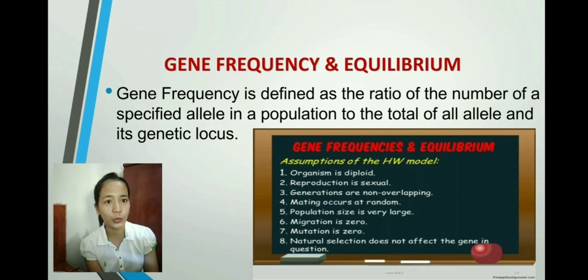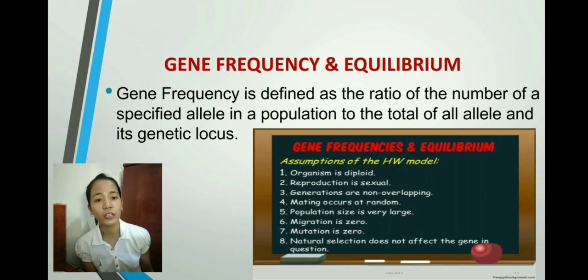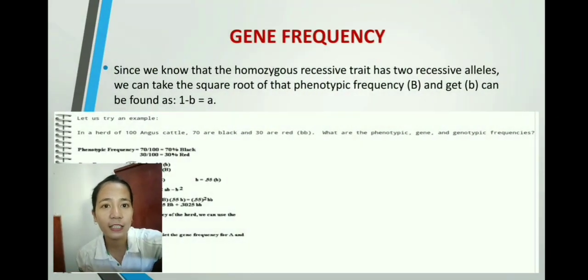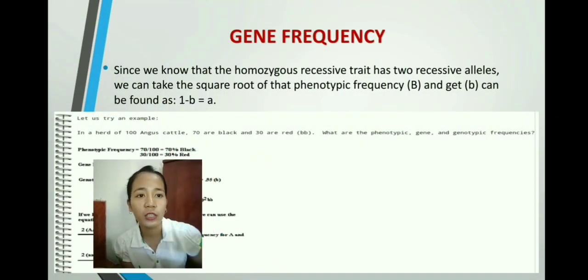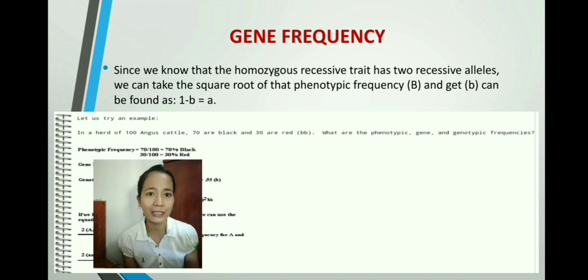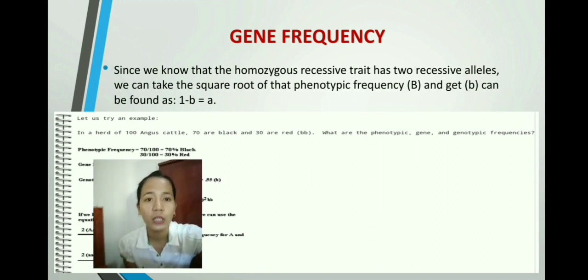It is needed, to come up with this gene frequency, dapat ang population niya is very large. Migration is 0, mutation is 0, and natural selection does not affect the gene in question. Next is, since we know that homozygous recessive traits have 2 recessive alleles, we can take the square root of the phenotypic frequency, or big letter B, and get small letter b, that can be found as 1 minus b, which is equal to a.